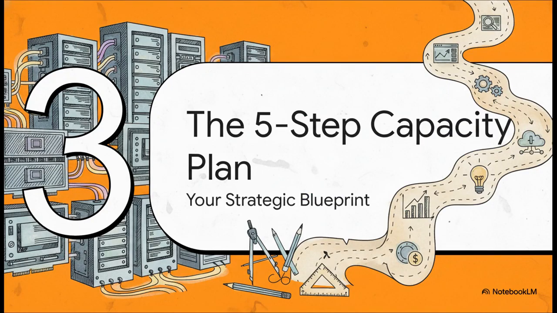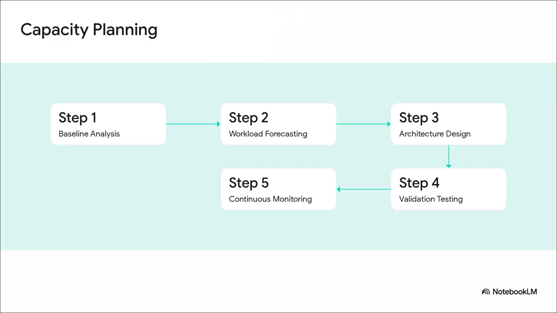Okay, so having the right tools is one thing, but knowing how to use them together is the real magic. And that's where a formal capacity plan comes in. The source lays out a super clear 5-step blueprint to get you from just guessing to making data-driven decisions. This is your roadmap to getting GPU capacity right. And here's the whole process at a glance.